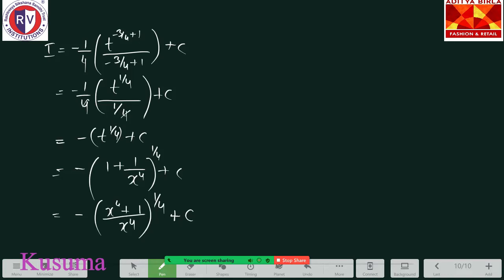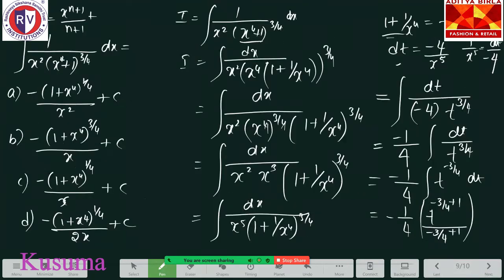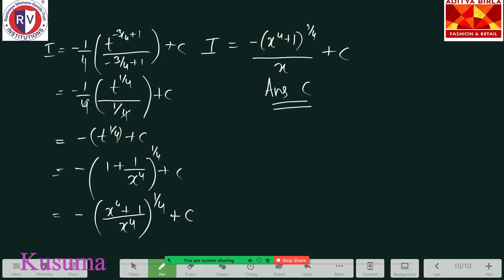So is this the formal answer for us? We have x in the denominator, x square is there. Let us solve the denominator. So this can be written as minus x to the power of 4 plus 1 to the power 1 by 4 divided by x plus c. So this is the value. So which will be the option? Option C, third one. Answer will be option C.